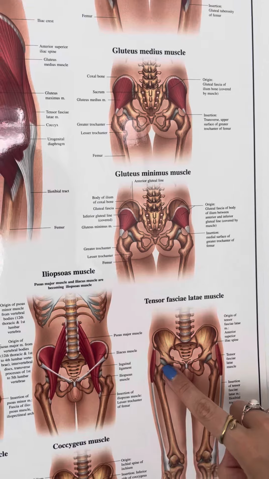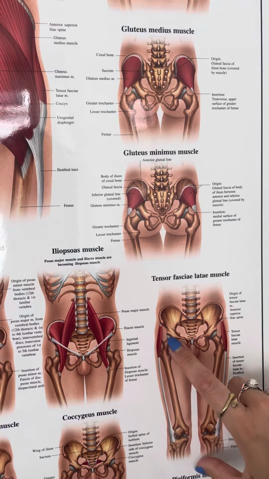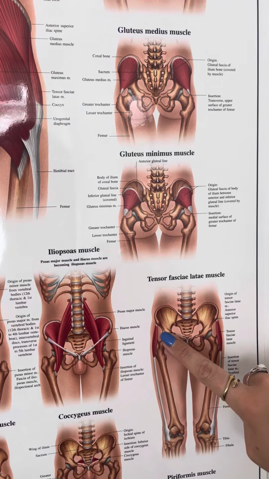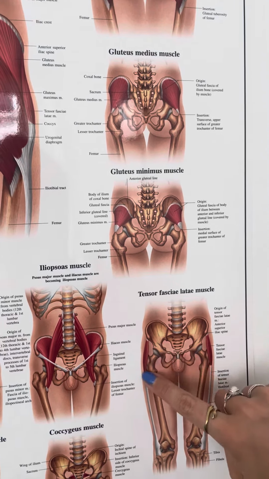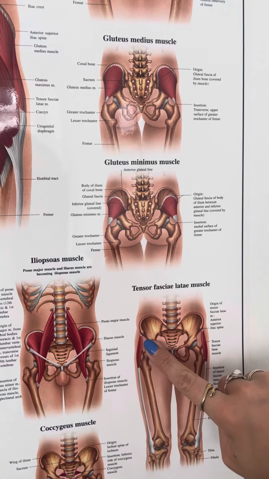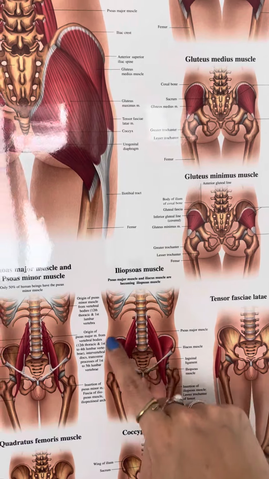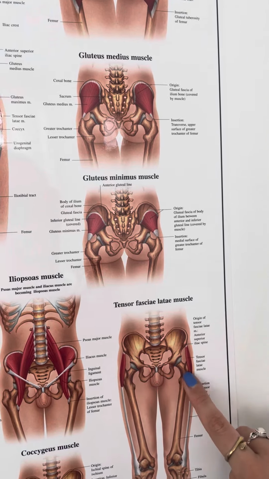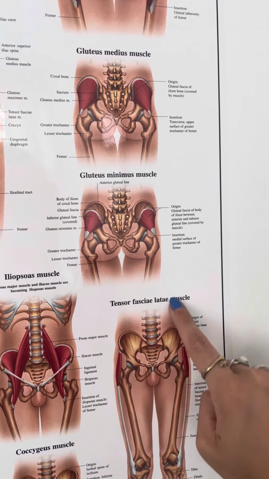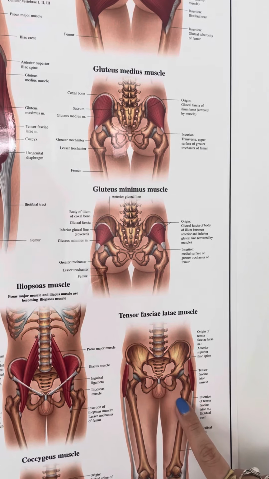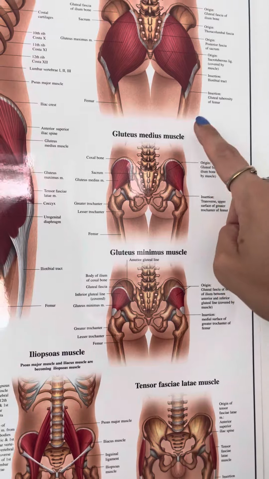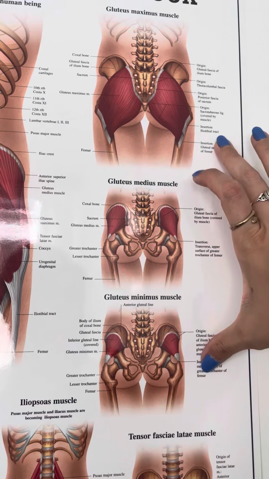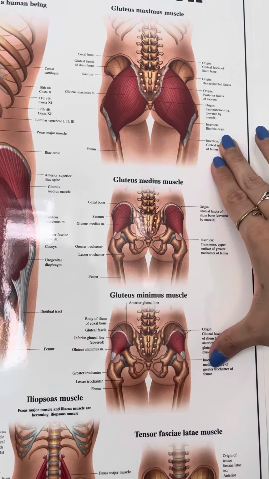If you look down here, I'm also going to show you another hip abductor, which is not a glute. This is called your tensor fascia lata, or TFL for short. This muscle is not only an abductor, but also a hip flexor. So it works with your iliopsoas to bring the leg out to the side, but it also helps bring the leg up in front of you, which is called hip flexion. So all of these muscles are hip abductors. These are your glutes, which are hip extensors and abductors.